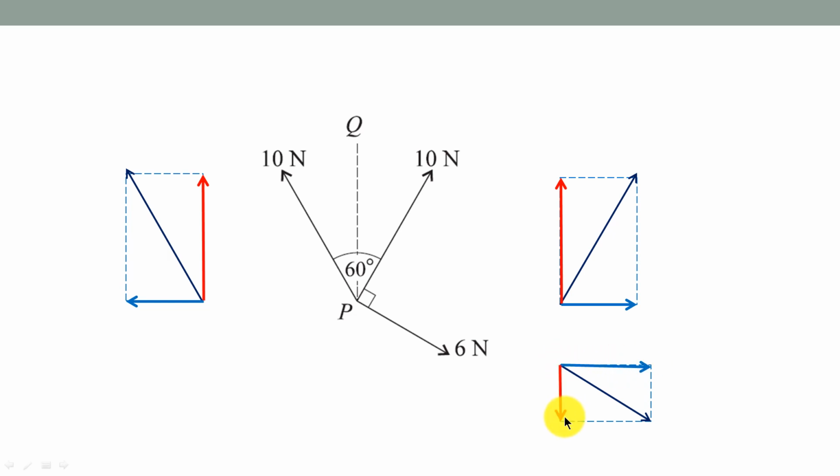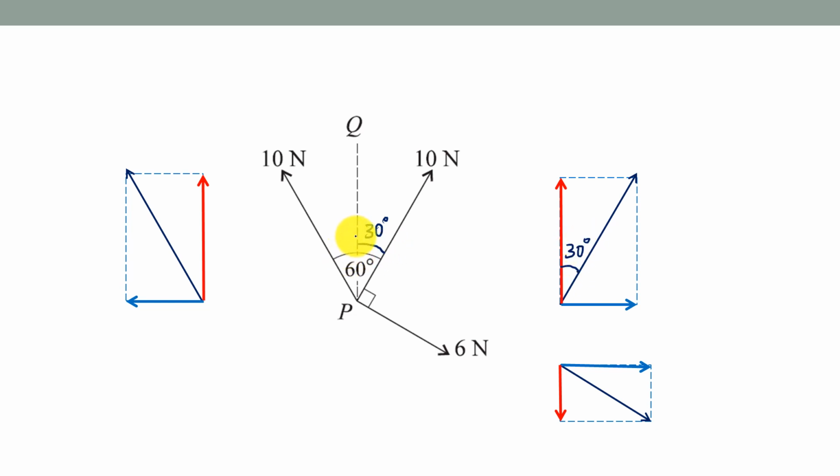Now let's determine the various angles that we have on this diagram. Let's start with this 10 Newton force here. This angle, we have already determined to be 30 degrees. This one here is also 30 degrees. So when we moved this 10 Newton force to this point, that 30 degrees is actually this one here.